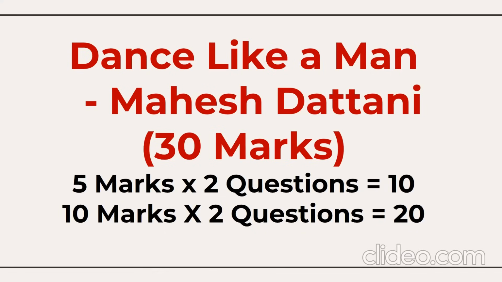So how will the questions appear? Two types of questions will appear here: 5 marks, 2 questions, and there will be a choice. I have gone through your previous year's question papers, and even the choices are very much limited. Out of 3 questions, you need to attempt 2 questions. So 5 marks, 2 questions, and 10 marks, 2 questions. This is how you'll have the 30 marks of questions from the play Dance Like a Man.